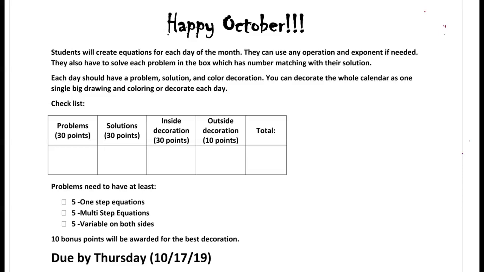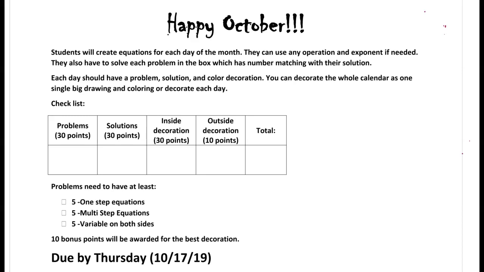Just a quick review on the project. For this project, you're going to create a problem for each day of the month, and the rubric is down below. You're required to have at least 30 problems, 30 solutions, and the decoration inside of each box, or you can make a big decoration of the whole thing as one single picture.